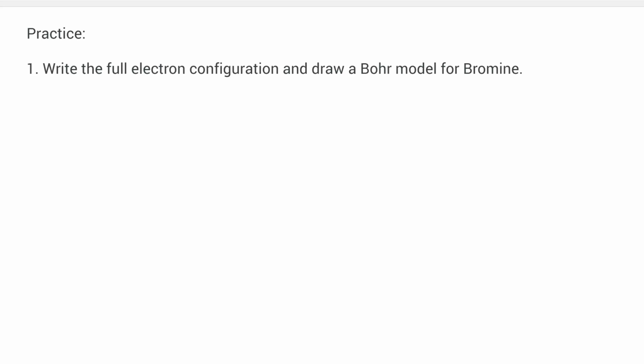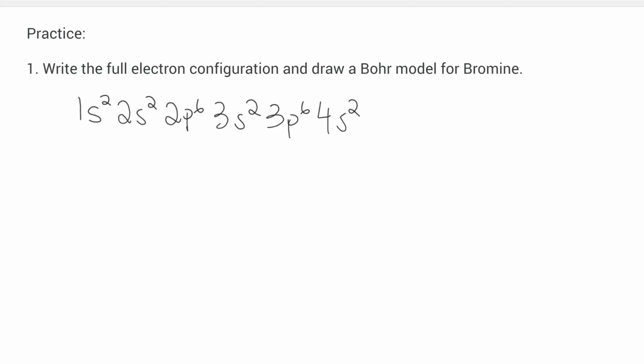So if we use our periodic table, we're starting with 1s2, then 2s2, 2p6, 3s2, 3p6, 4s2, and then 3d10. And then after that, we have 4p5. So there's our full electron configuration for bromine.